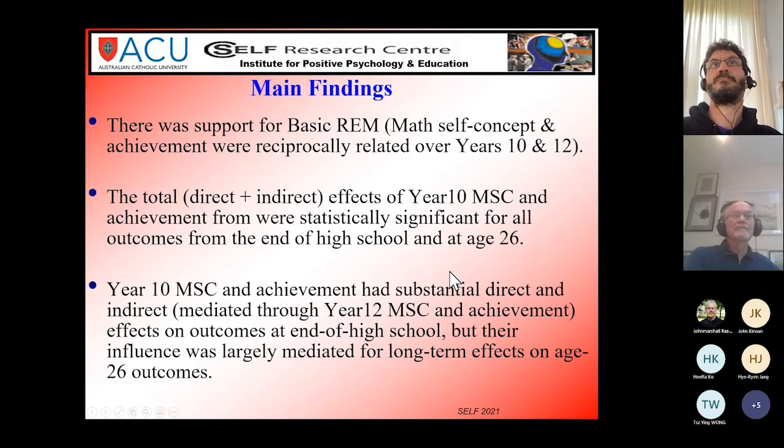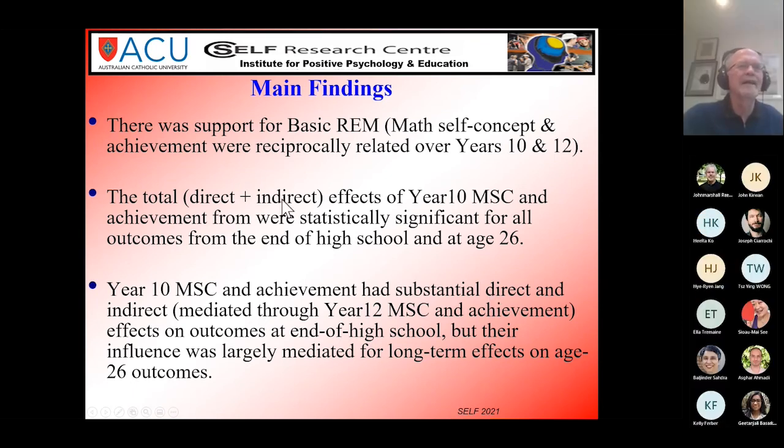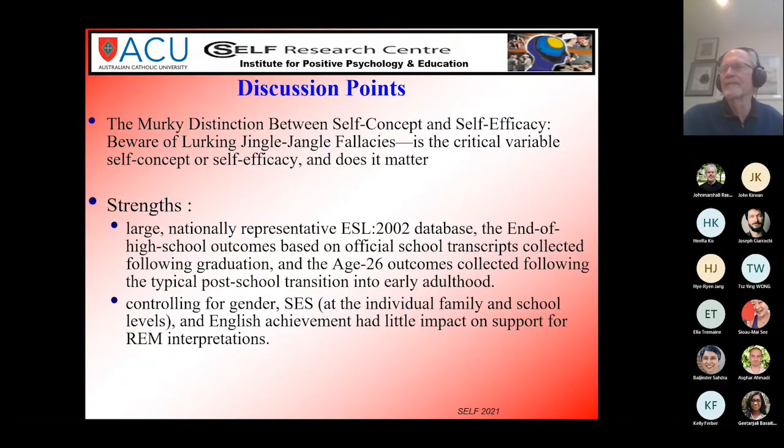So the main finding was support for the reciprocal effect model, that the total effects of year 10 math self-concept were significant for all the outcomes at the end of high school and age 26, and that they had substantial direct and indirect effects on end of high school grades, but mostly the effects were mediated by age 26 long term.